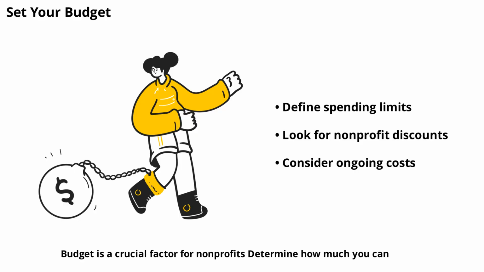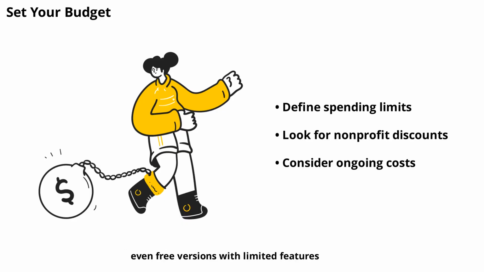Budget is a crucial factor for nonprofits. Determine how much you can allocate for social media management software. Some platforms offer nonprofit discounts or even free versions with limited features. Make sure to consider both upfront costs and any ongoing subscription fees. Having a clear budget in mind will help you narrow down your options and avoid overspending.